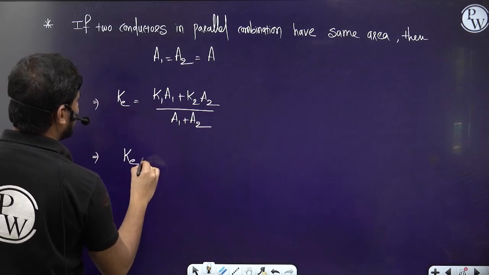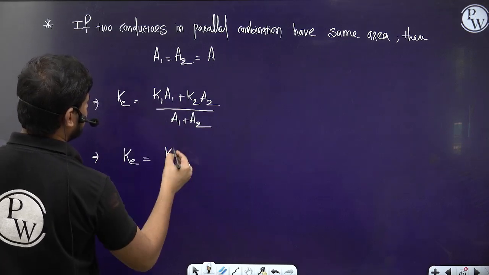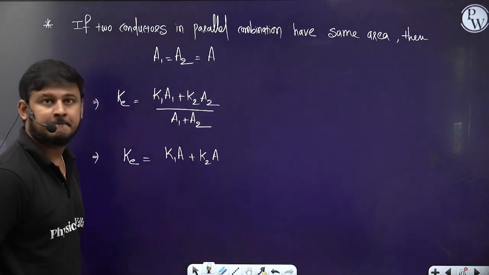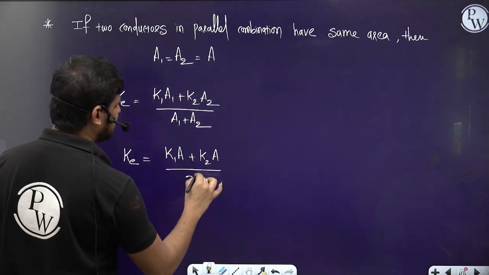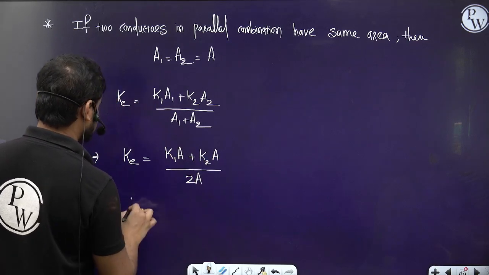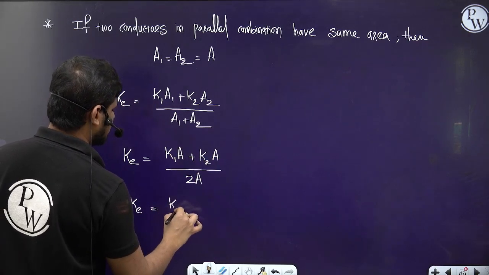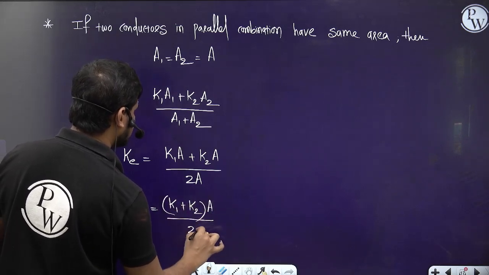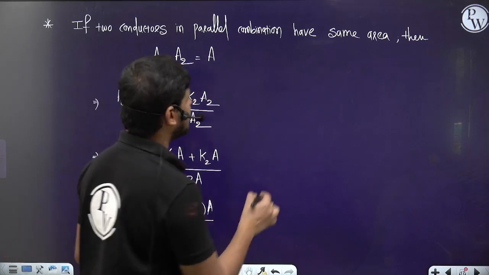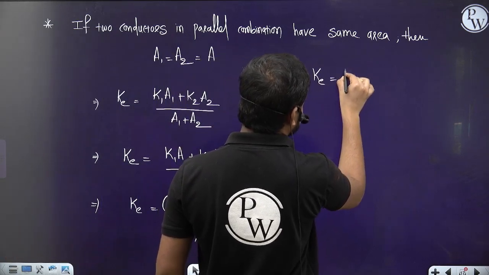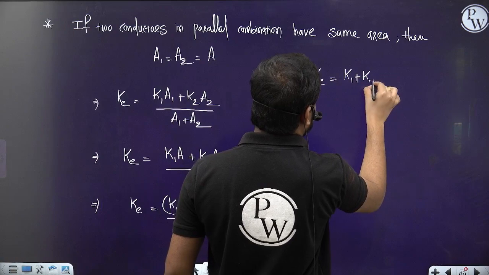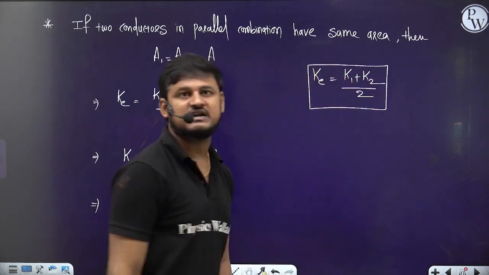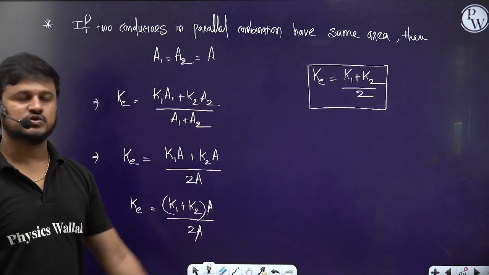So K equivalent is equal to K1 times the first area A, plus K2 times the second area, which is also A, divided by A1 plus A2, which is A plus A, 2A. So the K equivalent is equal to K1 plus K2, into A by 2A, the area cancels. So we can write simply K equivalent is K1 plus K2 by 2. If the two conductors have the same area, then you can use this formula.